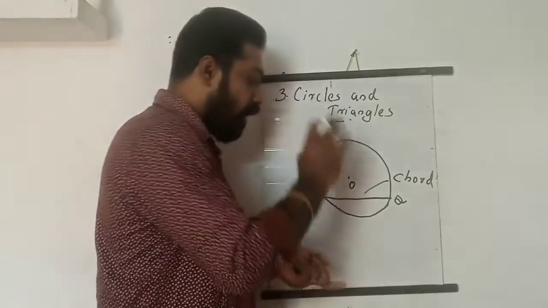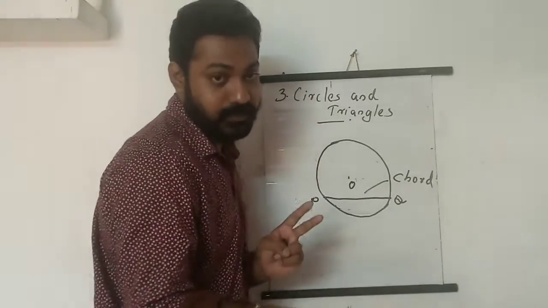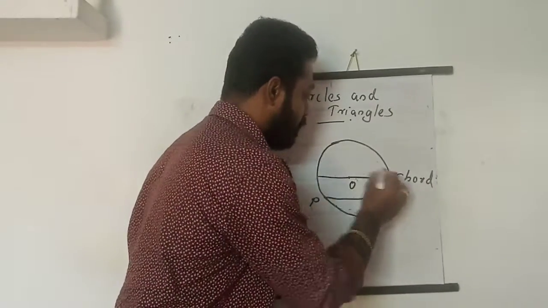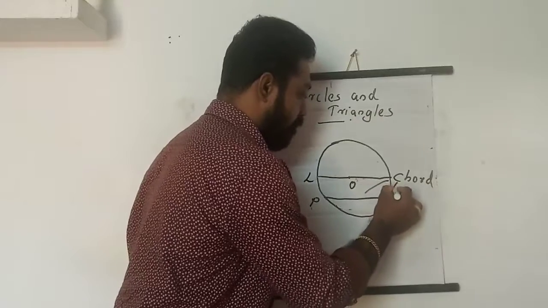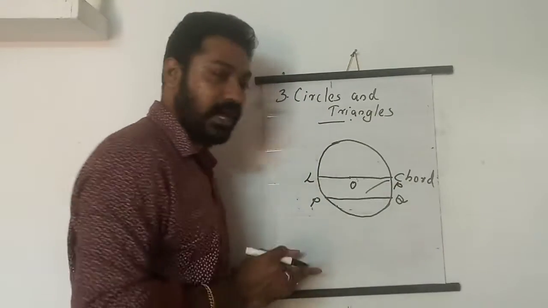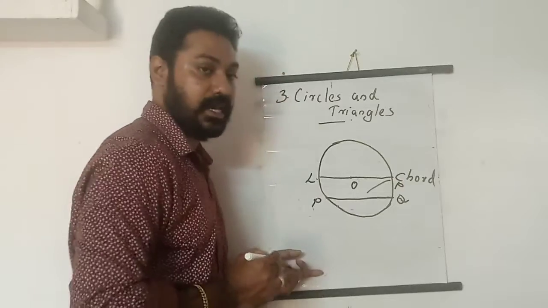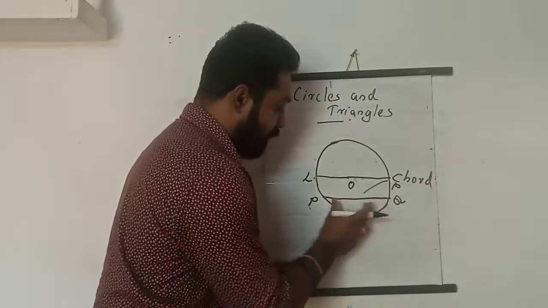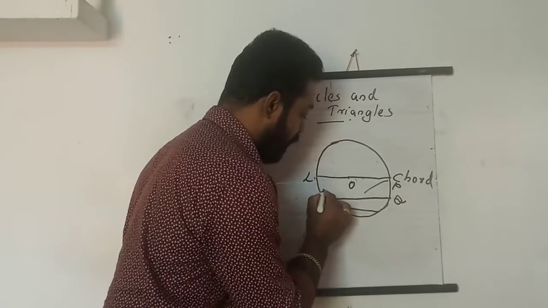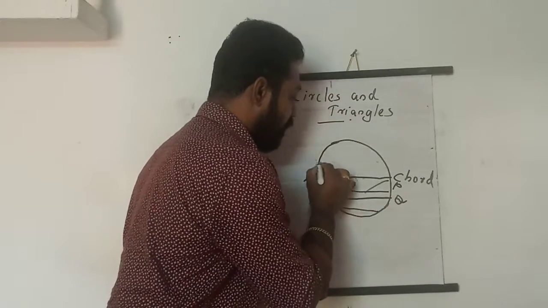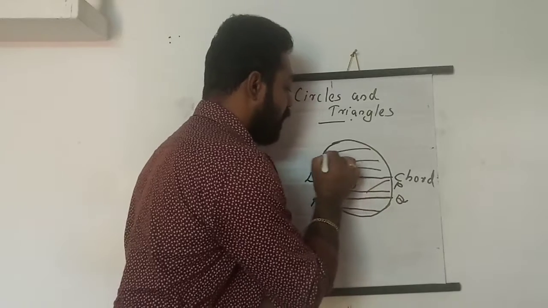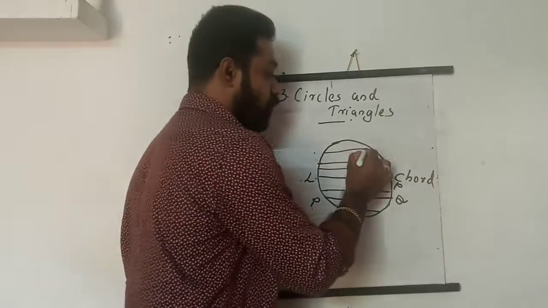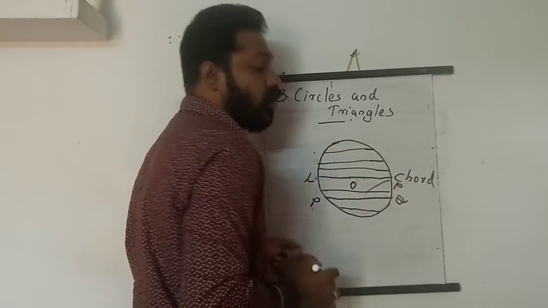It can pass through the center too. It can pass through, because we know that this is our diameter, for example LP. So this is also a chord. Why? It also connects 2 points on the circle, but it is passing through the center too. This is also a chord, and here also we can get chords like that. We will get many chords.